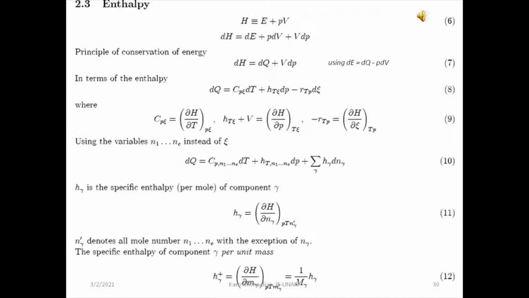Now we can define yet another form of enthalpy, which we denote as the specific enthalpy of component gamma per unit mass, which we denote by this plus sign in the superscript. So we have little h plus with subscript gamma. And that's just equal to partial h by partial m gamma, where m gamma is the mass of substance gamma, holding the pressure, the temperature, and all the other masses of the other substances constant. And you can see that that is just 1 over the molar mass of substance gamma times h gamma, the specific enthalpy per mole of substance gamma. This is equation 12.